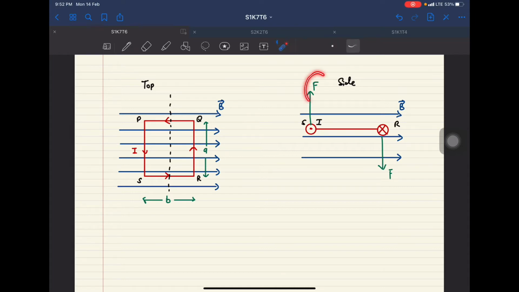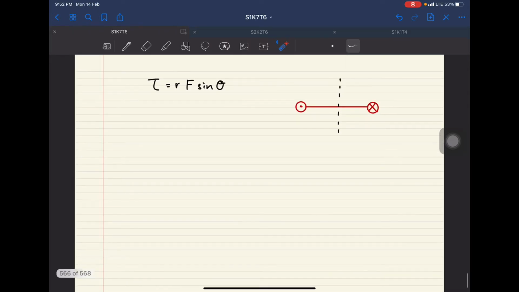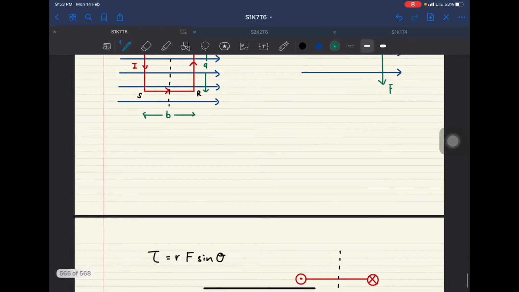Because you have two forces going up and down, if this is the axis of rotation, a fixed point, you can see that one side will go up and the other down, so this creates a rotational motion. If you still remember, in the previous semester you learned about torque, where torque equals r F sine theta. Taking the direction of force, I'll just put it over here.